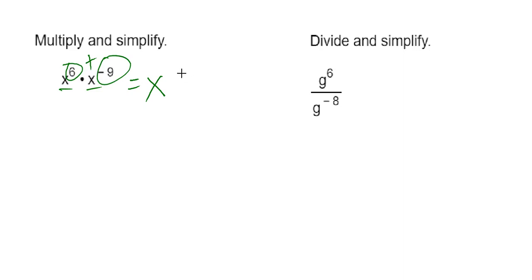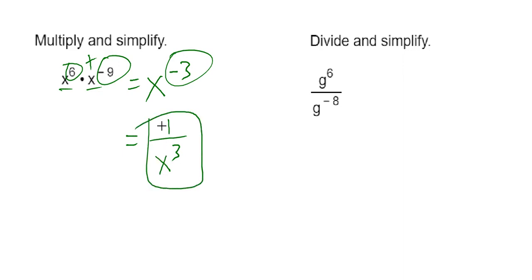6 plus negative 9 is going to equal negative 3. Because I have a negative exponent, I need to make that positive. I have to simplify it by making it positive. So I'm going to flip that down to the denominator and make it a positive 3. Because nothing will be left in the numerator, I'm going to put a 1 there as a placeholder, and that would be my final answer.